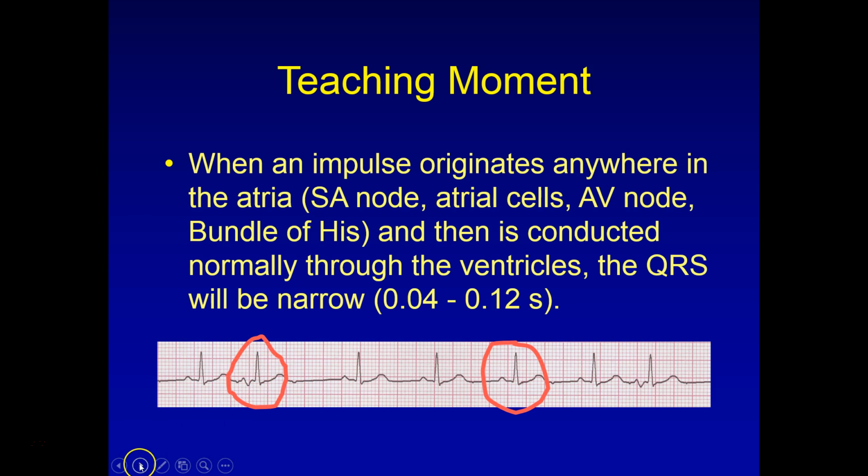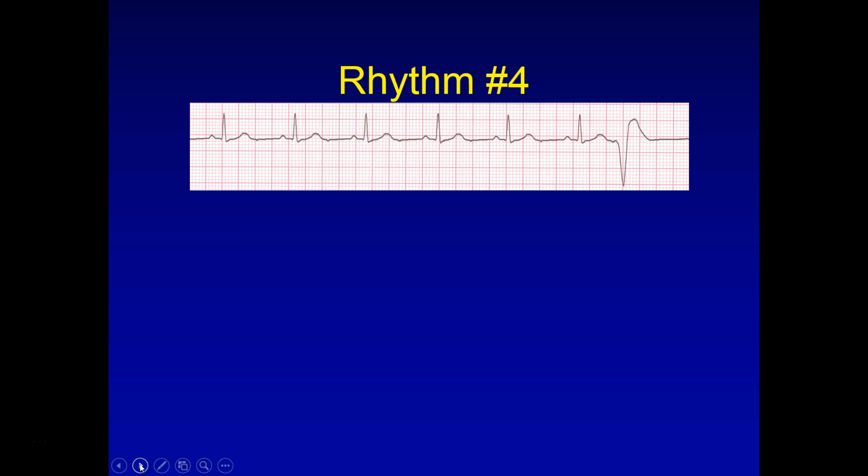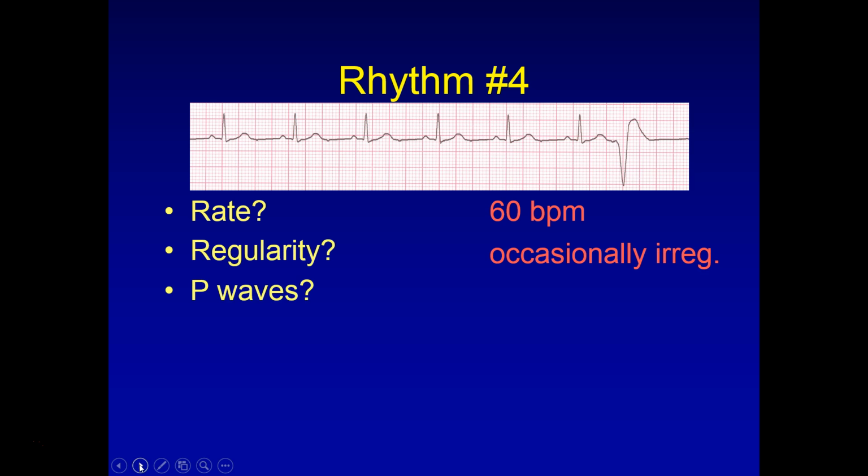So premature atrial contractions are really no cause for concern most of the time. They can lead to AFib down the line, but if you just see occasional premature atrial contractions, that's not typically treated. Okay. Let's look at our rate. Okay, 60 beats per minute. Is it regular? It's occasionally irregular.